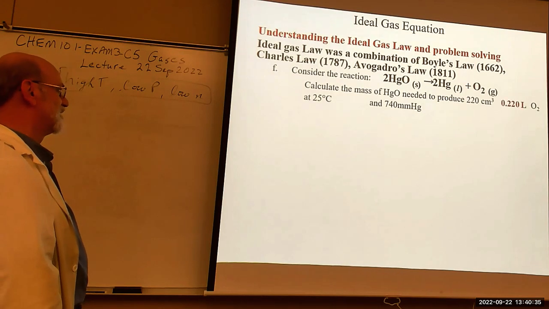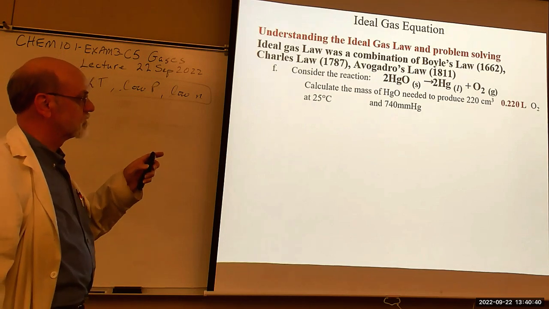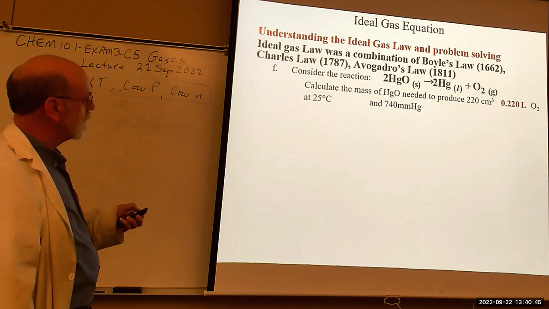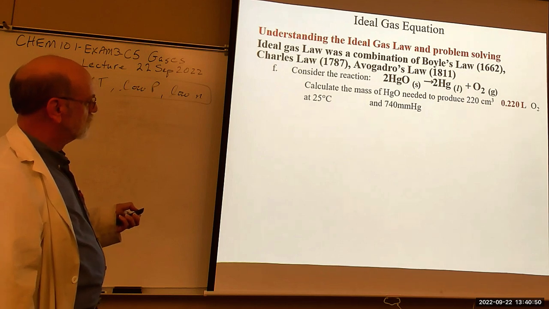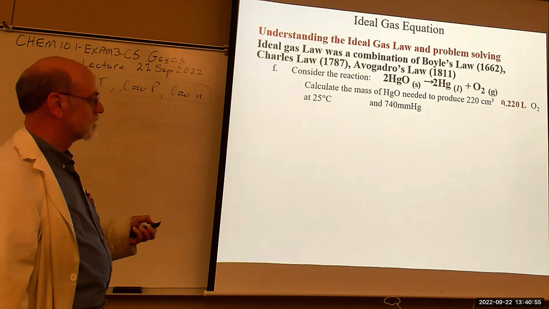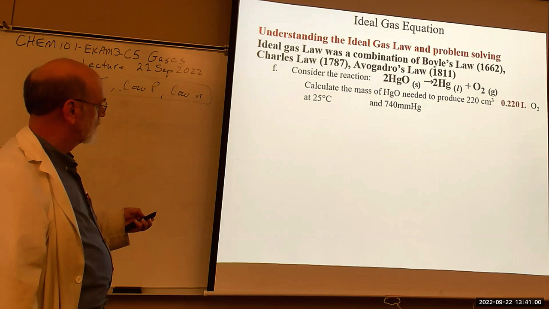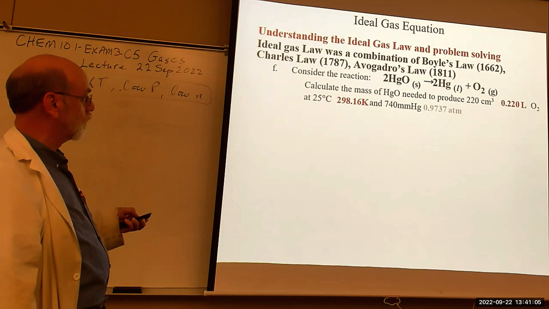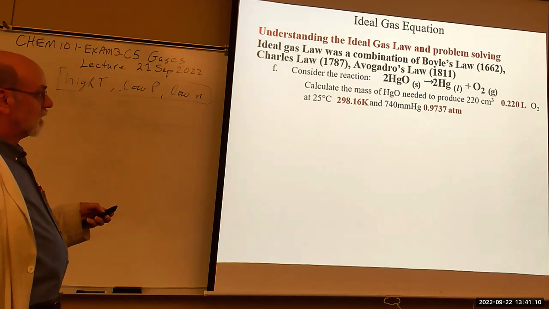Let's see. We can use the gas laws for stoichiometry too. Whenever you have an equation that has a gas involved: calculate the mass of mercury(II) oxide needed to produce 220 cubic centimeters, or this many liters, of oxygen at 25 C, or 298 K, and 740 torr, or 0.9737 atmospheres. Okay.